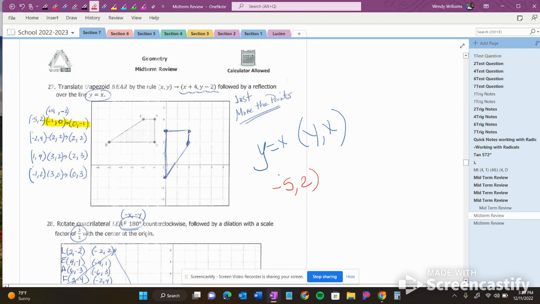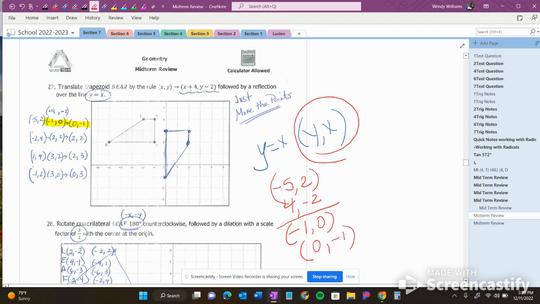-5, 2. Add the 4, subtract the 2. -5 plus 4 is -1. 2 minus 2 is 0. And then we're going to just switch them to 0, -1. All you do is move the points. Know the rules, move the points. Just move the points. Don't worry about what it's going to look like. Don't try to visualize it. Move the points. They're 100% accurate.